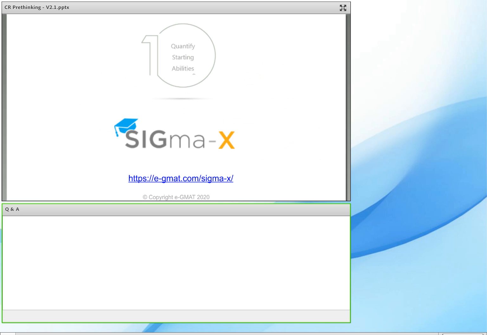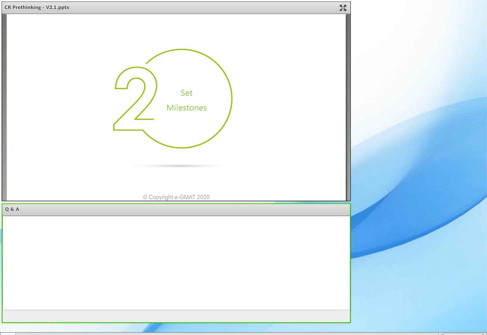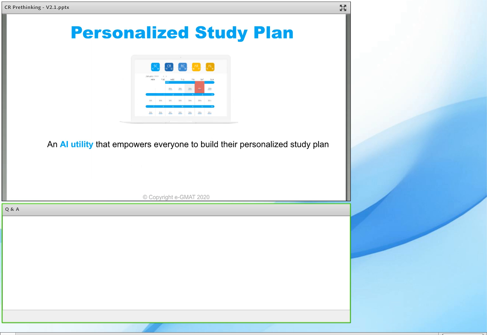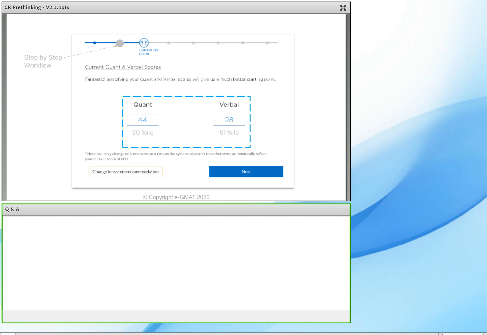So how do you get those starting abilities? You know, the best way to do that is either get your ESR if you've taken the GMAT once. ESR is an enhanced score report. Or take a Sigma X mock. Why? Because it provides you your starting abilities. Once you have the starting abilities, you input those in a GMAT planning tool. It's an AI-based utility that empowers each and every one of you to build your personalized study plan in about 5 minutes. You actually put in your quant and verbal scores.